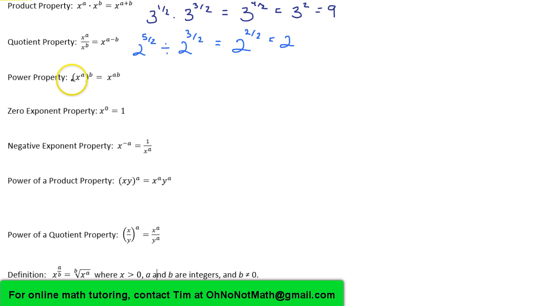Okay, the power property says that the quantity x raised to the power of a, all raised to the power of b, equals x raised to the power of a times b. So, as an example, let's say we have 5 to the 3/4, all raised to the power of 4. That equals 5 to the 3/4 times 4, which is just 3, and 5 to the power of 3 equals 125.